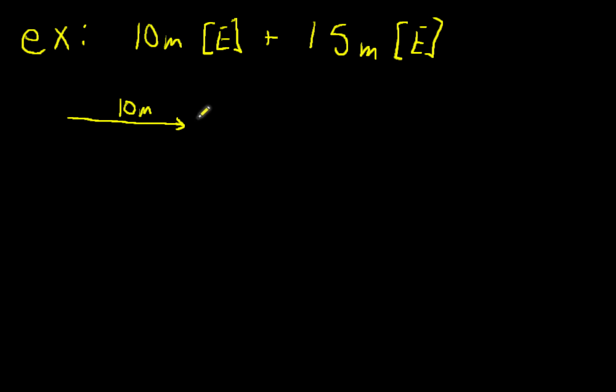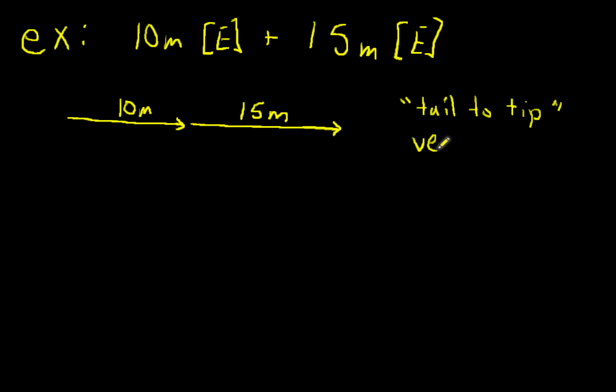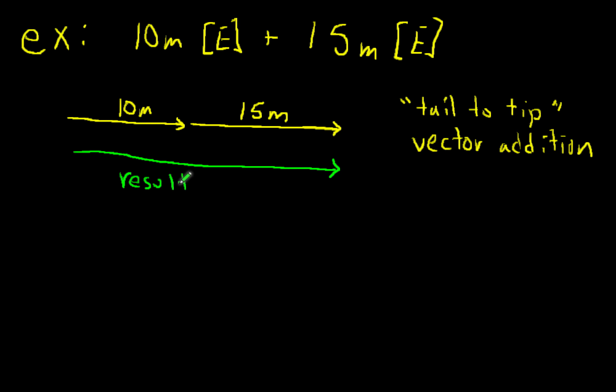We draw a diagram to help us with our vector addition. This type of vector diagram is called a tail-to-tip vector diagram, and we use tail-to-tip vector addition. That means the tail of one vector touches the tip of the other and they're lined up. It also means that the answer goes from the tail of the first vector to the tip of the last. This answer is called the resultant in vector addition. And this resultant is 10 plus 15 is 25 meters to the east.